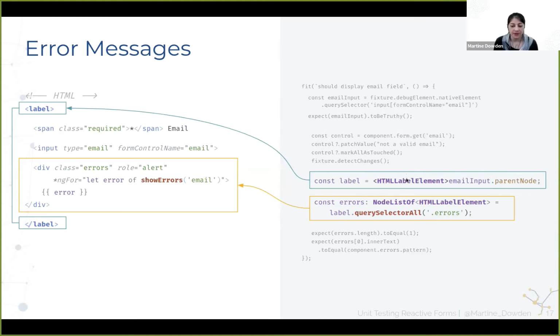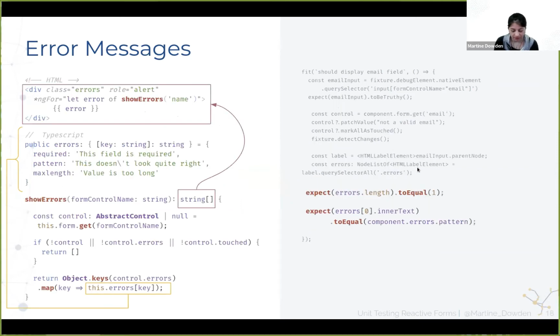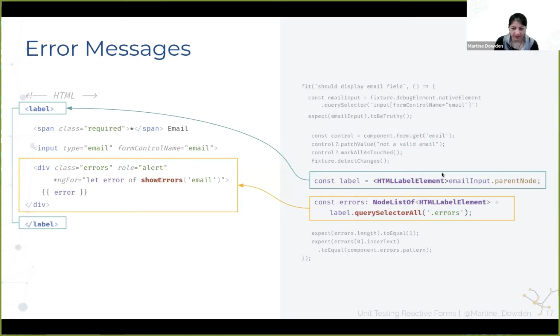So from there, I know that I have my label. I'm going to find the parent. Actually, this is incorrect. That should be, yeah, the email input's parent node does return that. Yeah, we're good. And so that's going to be my container.